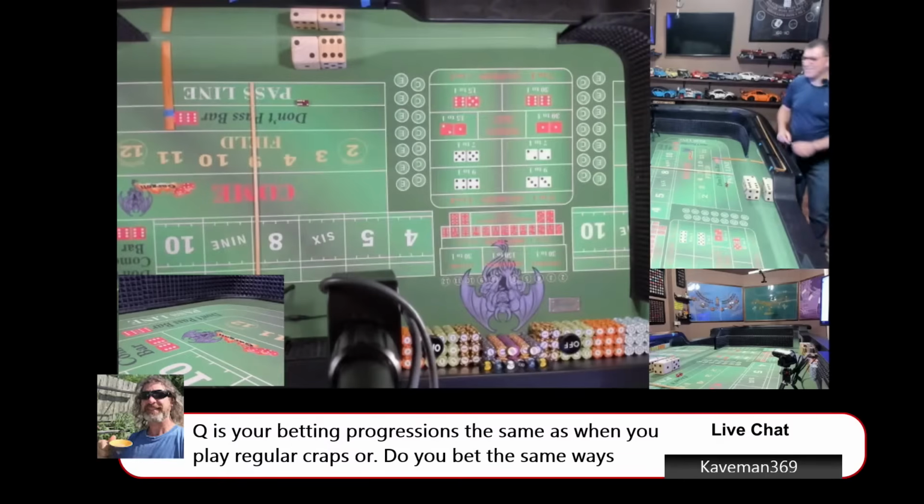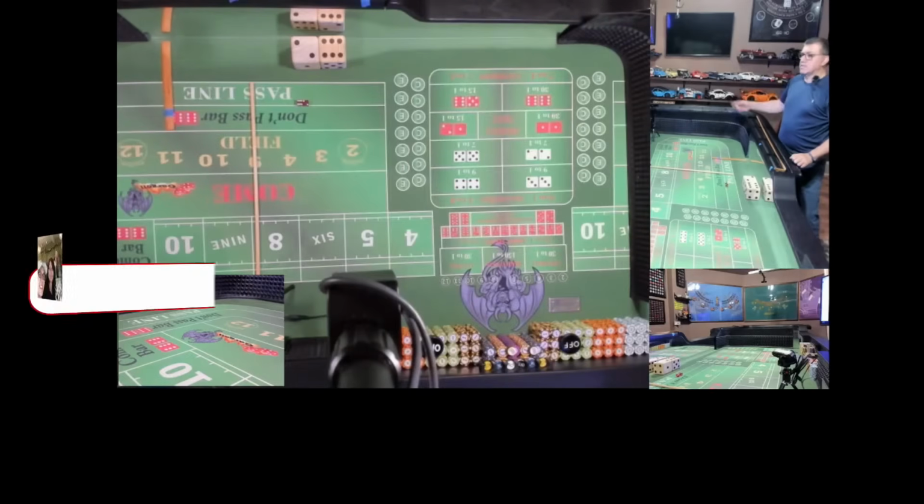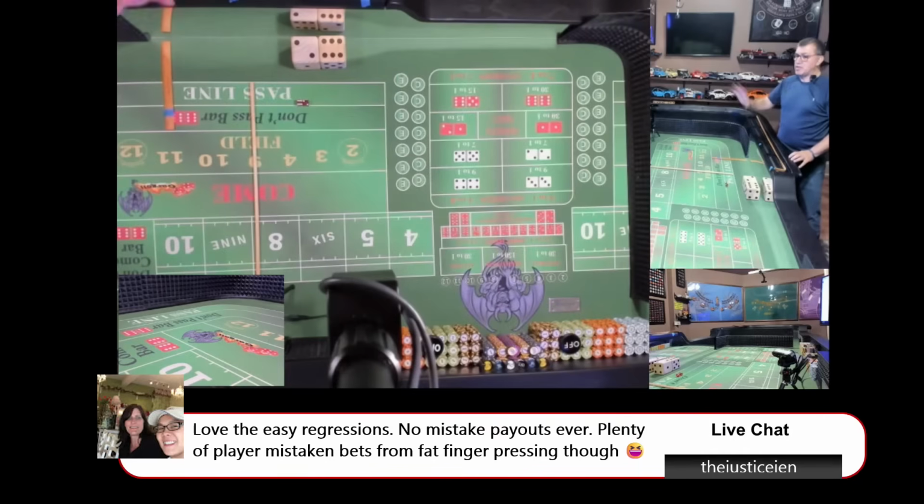Caveman here says, is your betting progression the same as when you play regular craps? Yes, you bet the same way. When I walk up to the craps table, I go 6, 6, 40 across because it's just me. And again, it's just me and the stick. I don't care about anybody else, and it doesn't matter what's happening. So a lot of times I go in 6, 6, 40 across for 5 rolls, then go down.